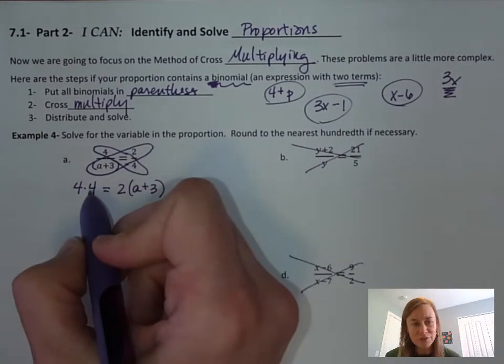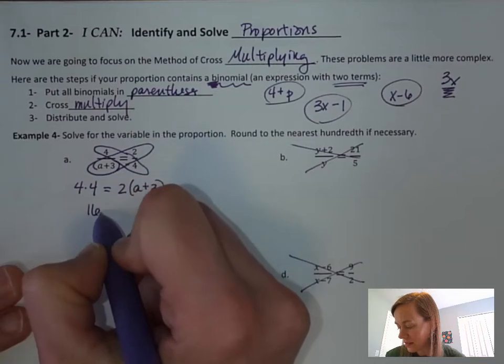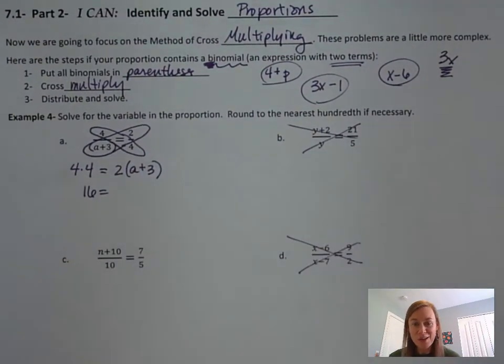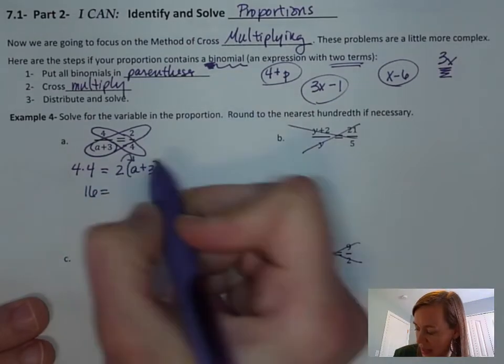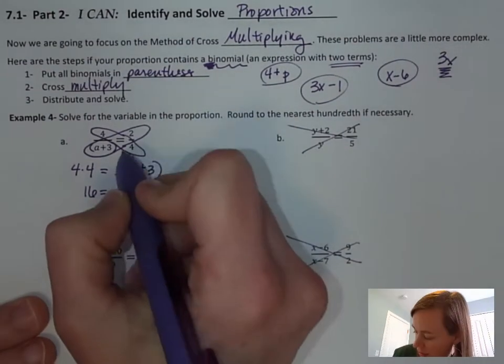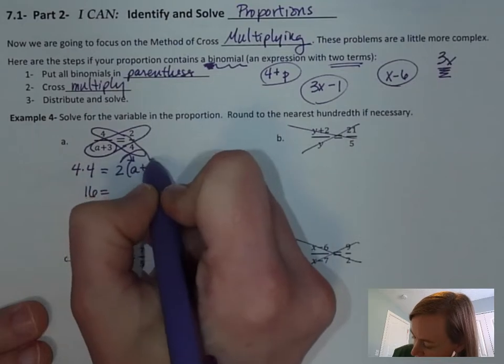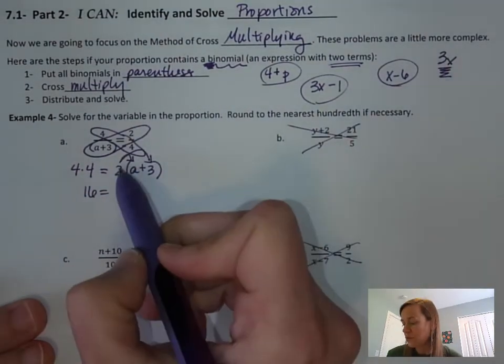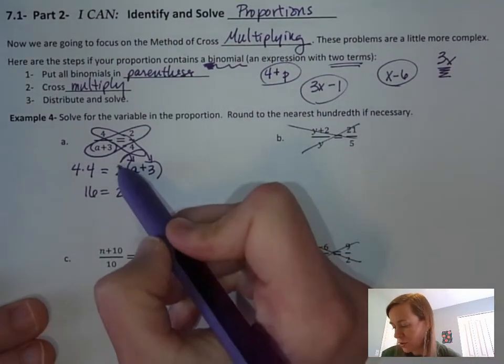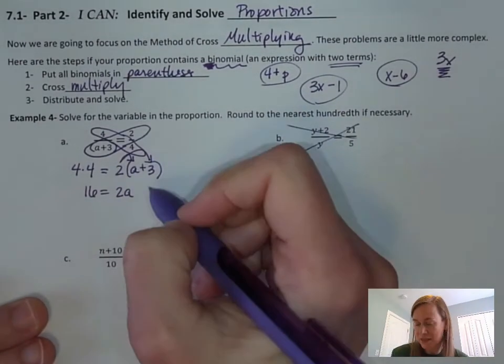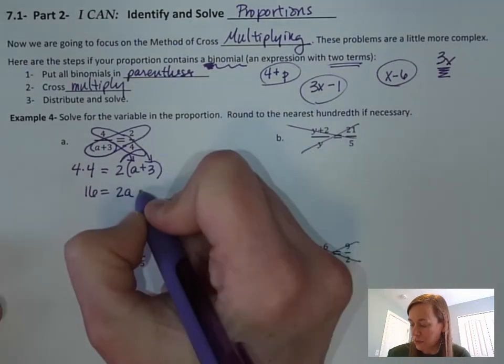Let's go ahead and simplify the 4 times 4. 4 times 4 is 16 equals, and now we're going to do our distributing. To distribute, we're going to do 2 times a, so I just drew the one little arrow, and then we're going to add to that 2 times 3. So 2 times a is 2a, and then 2 times 3 is 6. It's a positive 6, so I'm going to do plus 6.